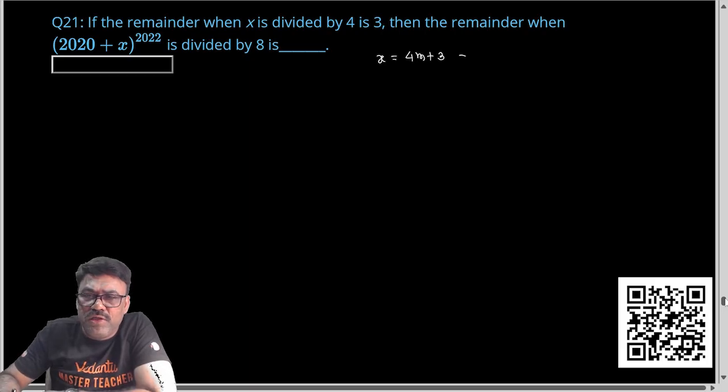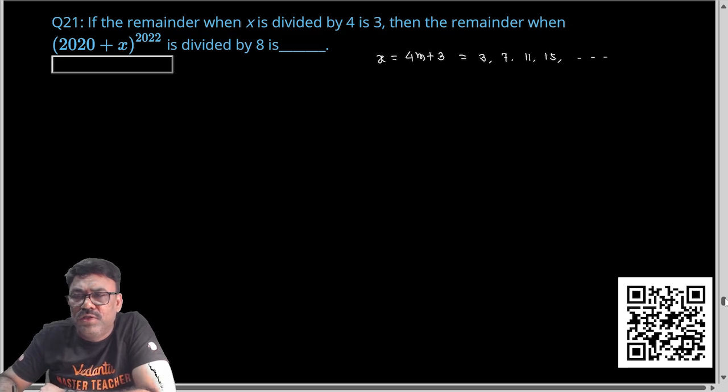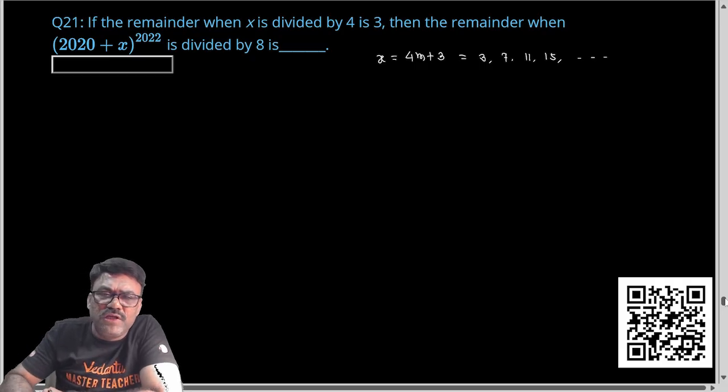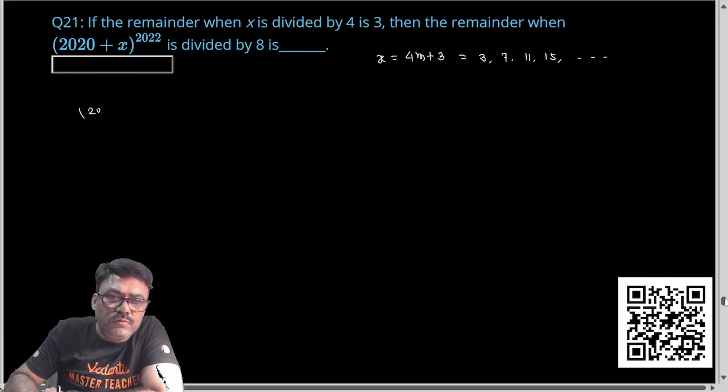So x can be a number 3, or it can be 7, or it can be 11, or it can be 15, any number of this form. So just for sake of convenience, suppose x is 3 only. You can take any one, you will get the same answer. So I'm just putting x is equal to 3 here. So 2020 plus x, I'm taking x as 3, 2022.